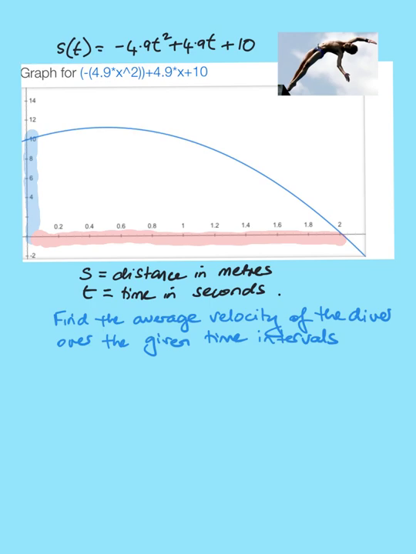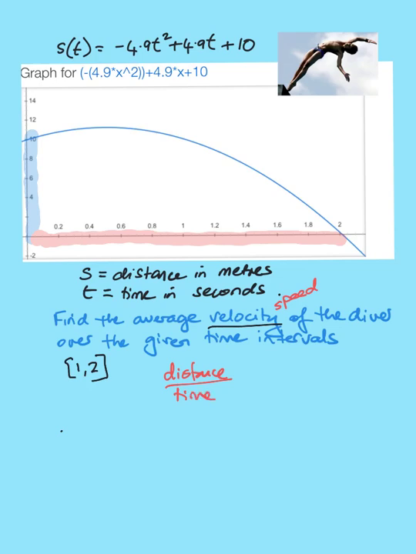So it's asking us to find the values over a given time interval, and the first time interval you're asked is, what is the average velocity between 1 and 2 seconds? And when we talk about velocity, that's the same as speed. And when we talk about speed, it's just distance over time.